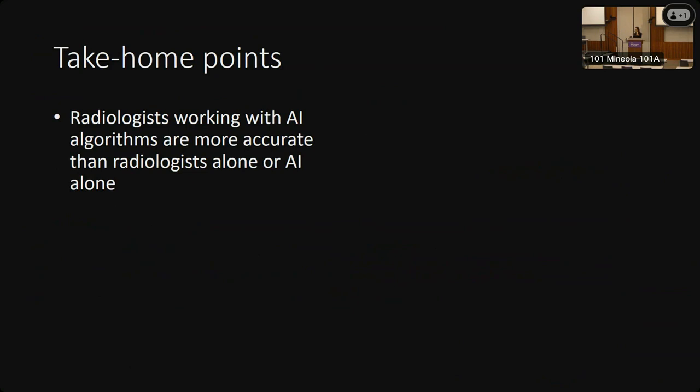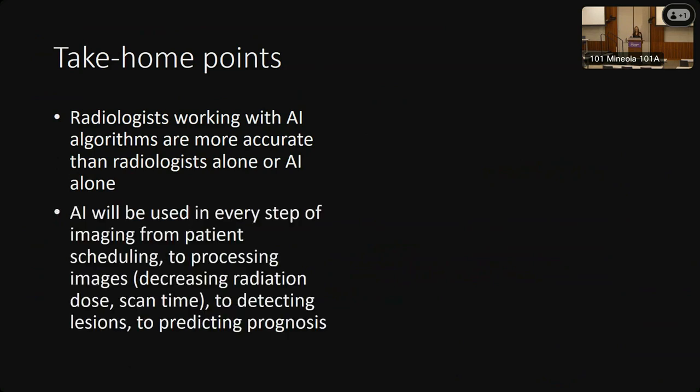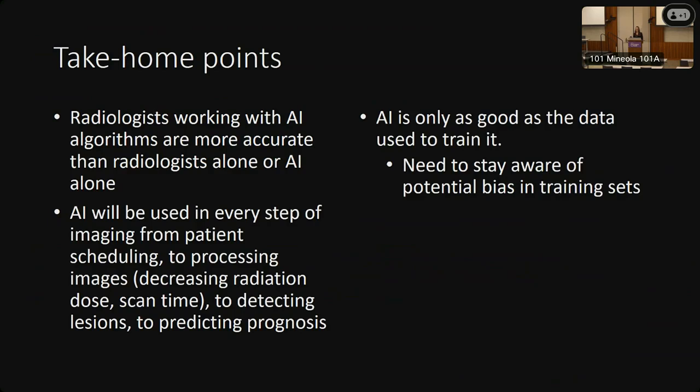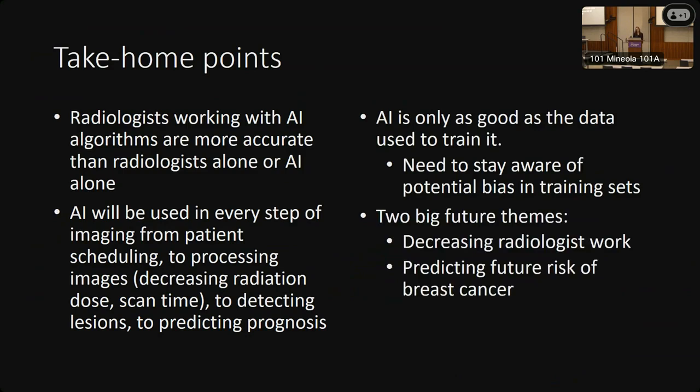All right, so I'm going to finish up with my take-home points. Number one, radiologists working with AI algorithms are more accurate than radiologists alone or AI alone. AI can be used in really every single step of imaging, starting with scheduling, processing, detecting lesions, and then down the line even with prognosis. AI is only as good as the data used to train it, right? So we have to stay aware of potential bias. And some big future themes, decreasing radiologist work and predicting future risk of breast cancer.